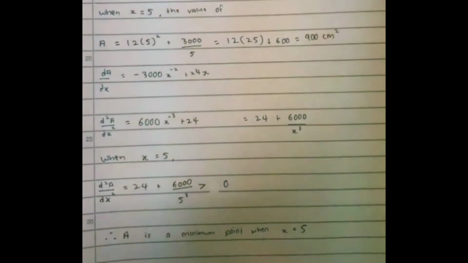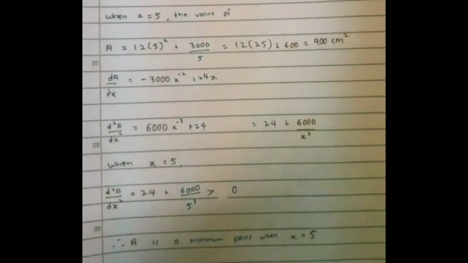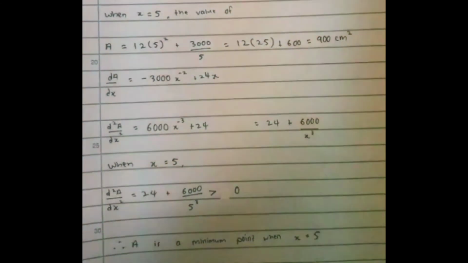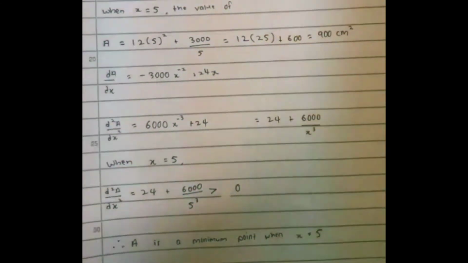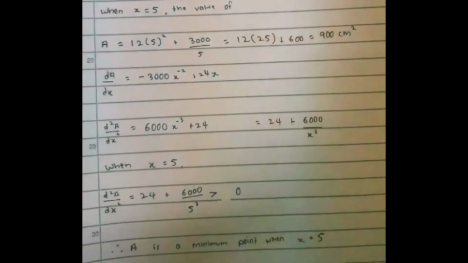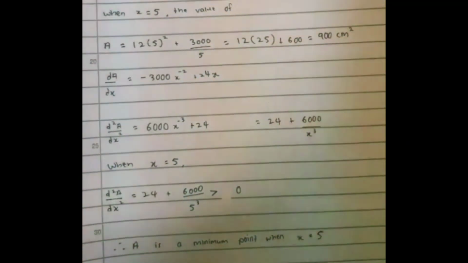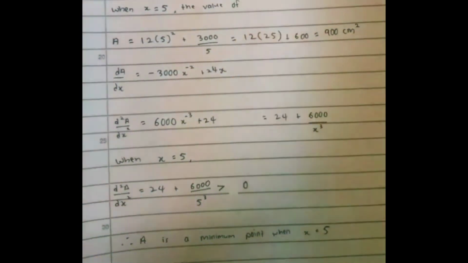When x equals 5, for the value of A, we put the 5 into x and we get 12(5²) plus 3000 over 5. We simplify and get 12(25) plus 600, and get 900 cm².